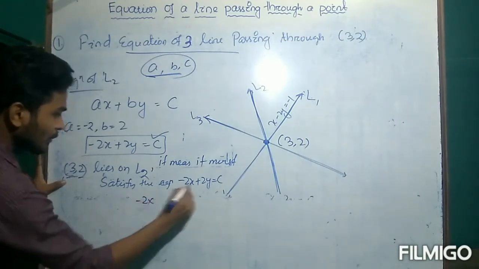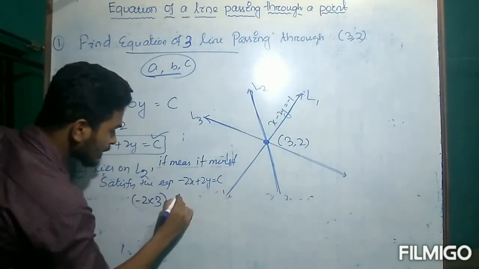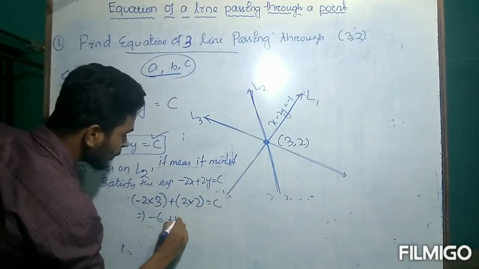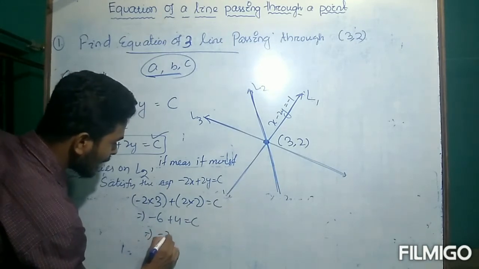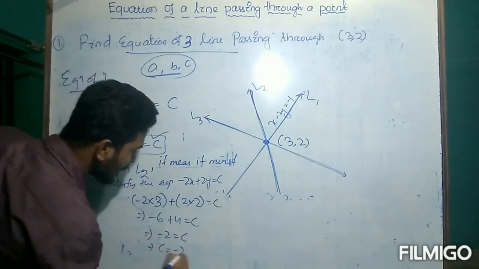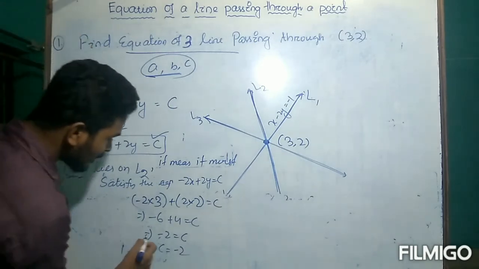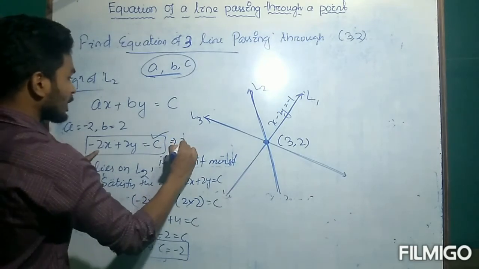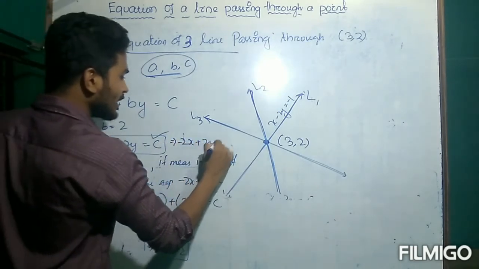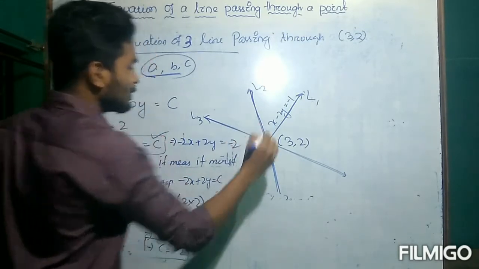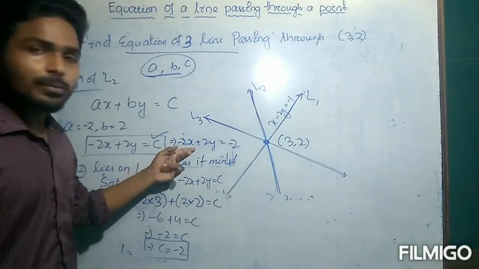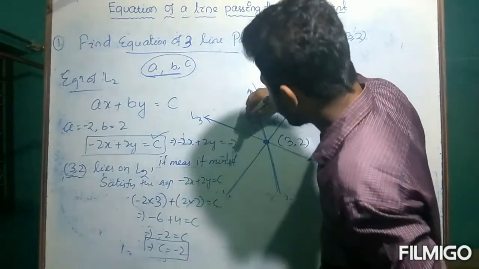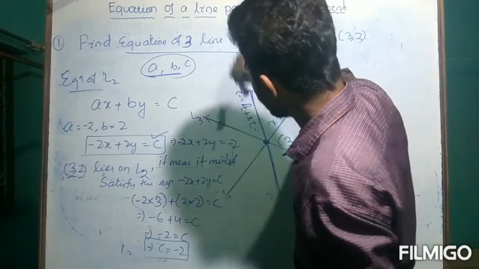Okay, so minus 2 into x is 3 plus 2 into y is 2 is equal to c. So minus 6 plus 4 is equal to c. So minus 2 is equal to c. So you get c to be minus 2. Okay, so you get the value for c. Now substitute this value in the original equation. Now the equation will become minus 2x plus 2y is equal to minus 2. Okay, so this is the equation for the line L2. Right? Now L2 will become minus 2x plus 2y is equal to minus 2.